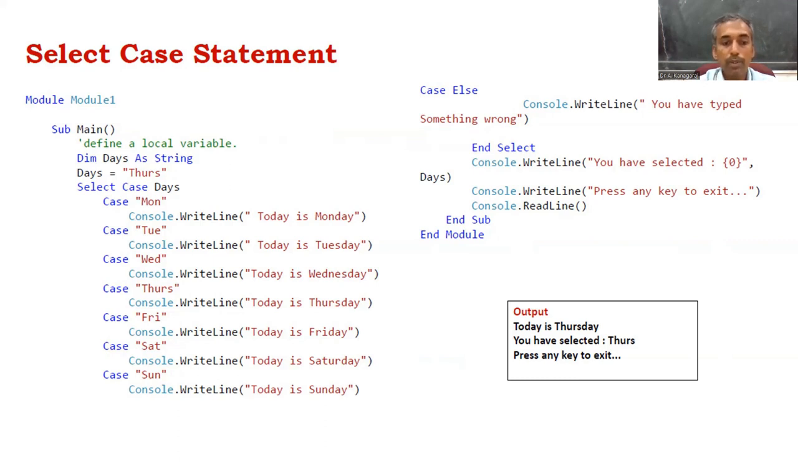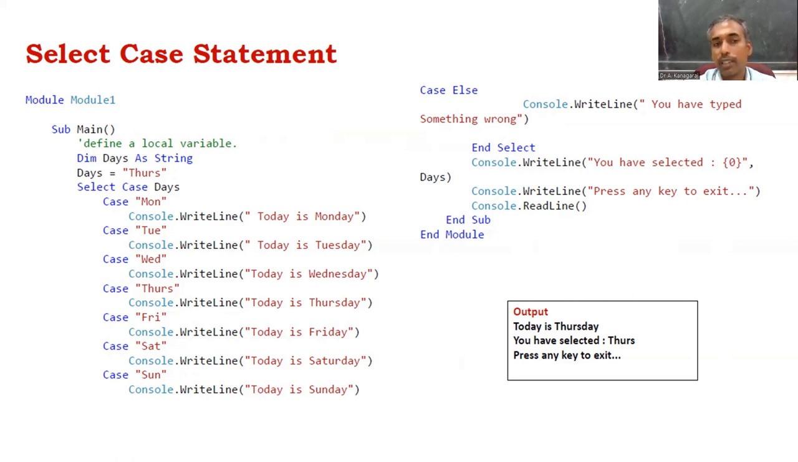Now automatically the control will get into the fourth case block and execute all the code written inside the block. In this example, we have given only one statement: by using a WriteLine statement, we are printing today is Thursday. That's why you can see the output on the right-hand side, today is Thursday. After executing this statement, immediately the control will exit from the entire select case statement and the remaining statements will get executed. We are executing, press any key to exit. So this is the advantage of using the select case statement.